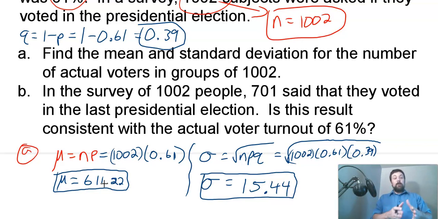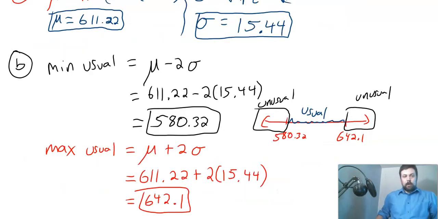So why don't we pause the video again, find the minimum and maximum usual value for this situation, and then determine if 701 is usual or unusual based on that. All right, so what you should find for the minimum usual value, given the calculations we've done, is 580.32. That's the mean minus 2 times the standard deviation. For the maximum usual value, you should find 642.1. And so that is your range of usual values. Anything outside of that range would be considered unusual.